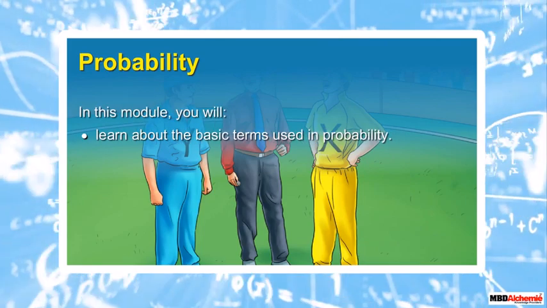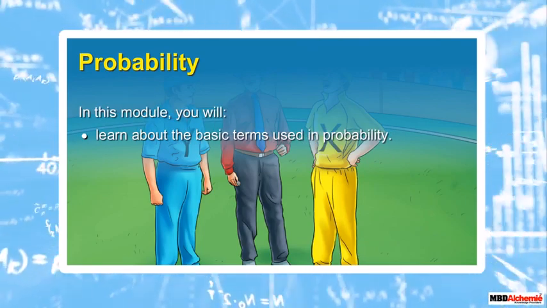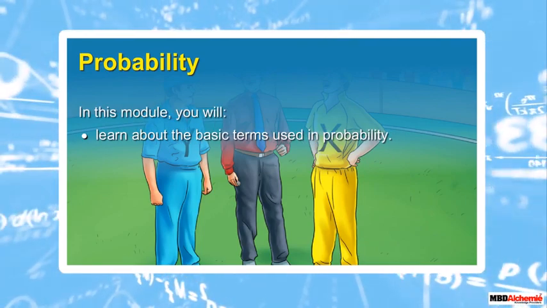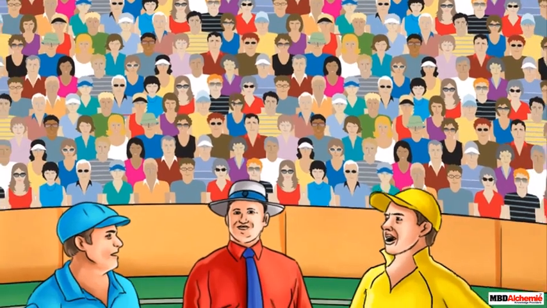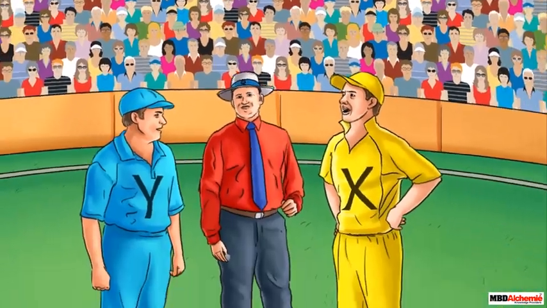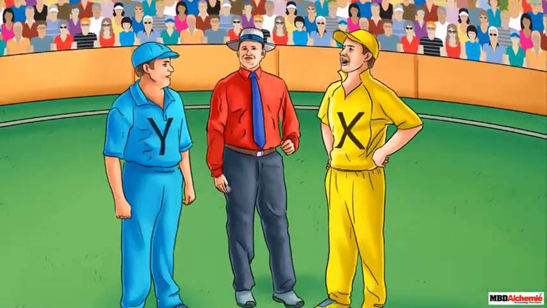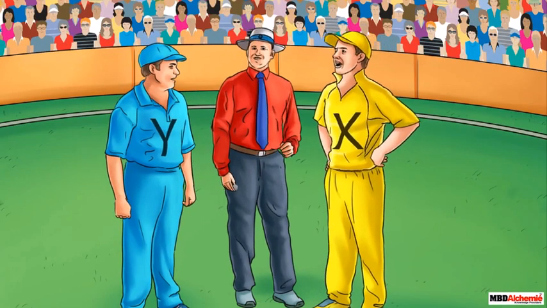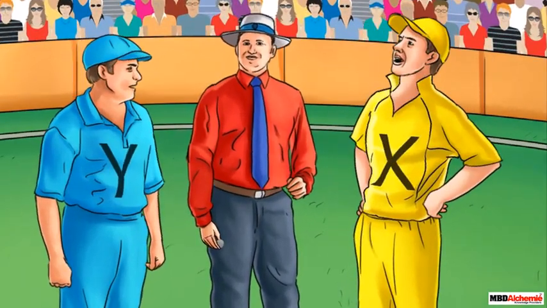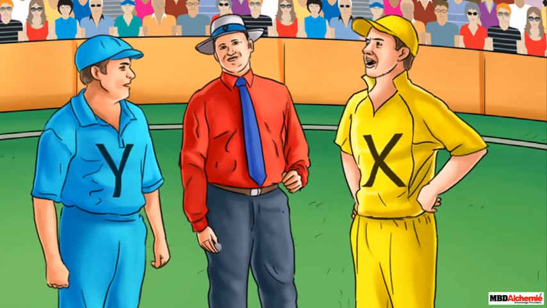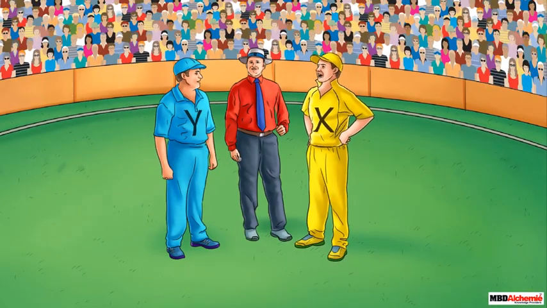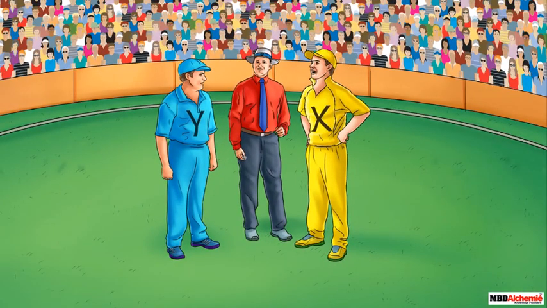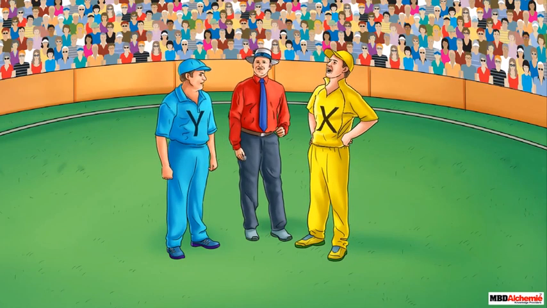Probability. In this module, you will learn about the basic terms used in probability. A 2020 cricket match is going to start in the stadium between Team A and Team B. The captains of the team, named X and Y, respectively, are standing with the umpire as this game will be started with a coin toss.